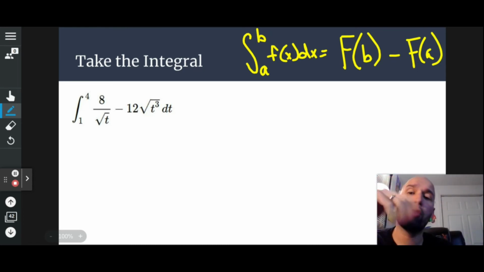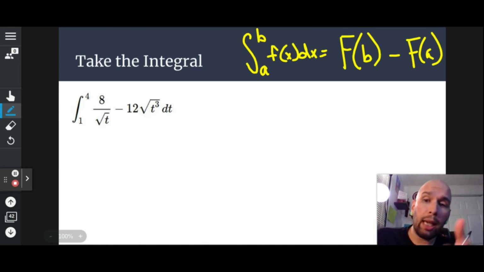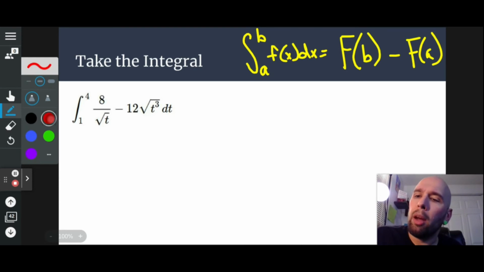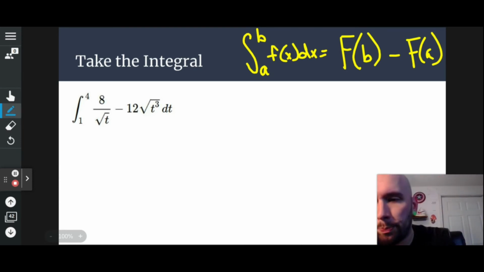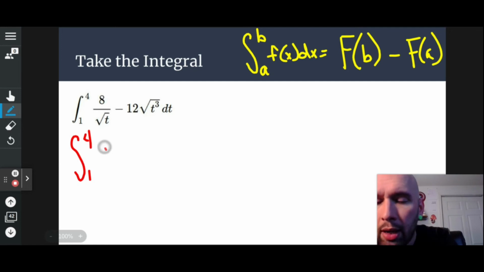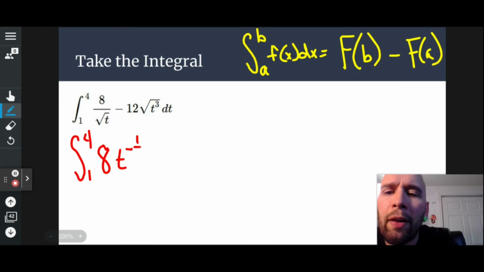No more c's. So we'll get a number here. I don't know if the number is going to be nice. Looking at it, probably not, but we'll get a number here. All right, so the integral, upper limit 4, lower limit 1, 8. And I'm going to write this as t to the negative 1/2. I did two things here.